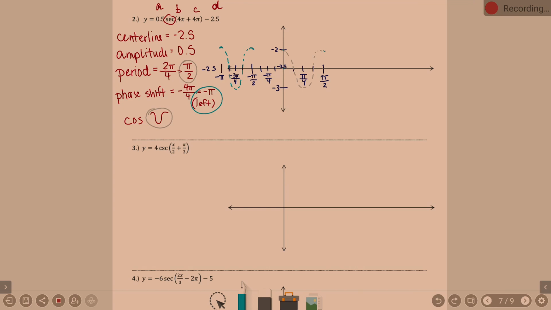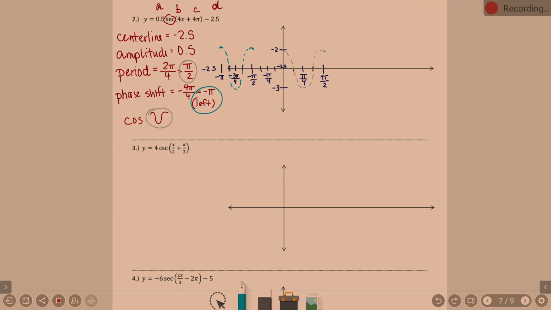Okay. Does that always happen with a shift? No, it doesn't. But if I were to keep going, okay, there's my max. I would cut through, min, cut through. Oh, hey, guess what? I would be matching up right there. So in this case, our phase shift just scooted us over, but we're still on that same graph. Just that you can't count on that always to happen.